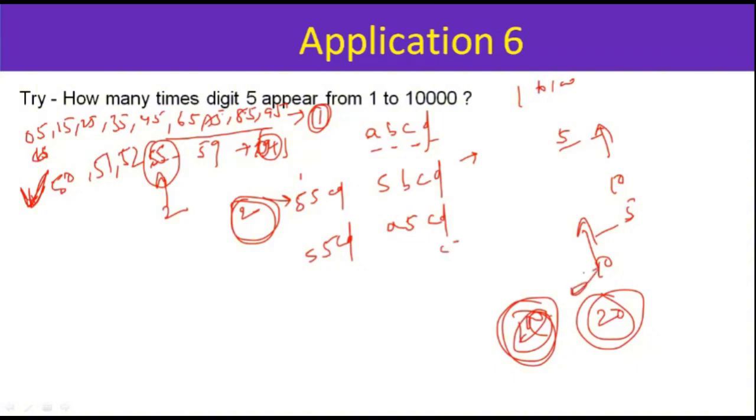So you can always validate and derive your own formula by shortening the size of the question. First do it for 1 to 10, do it for 1 to 100 manually. Try to identify the pattern and then extrapolate it to 1 to 10,000.